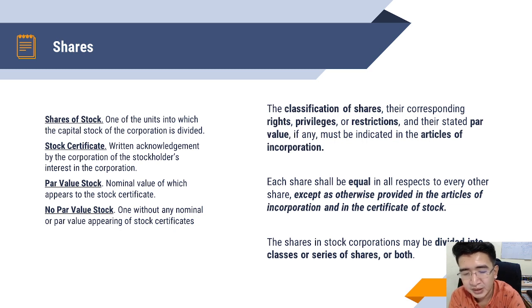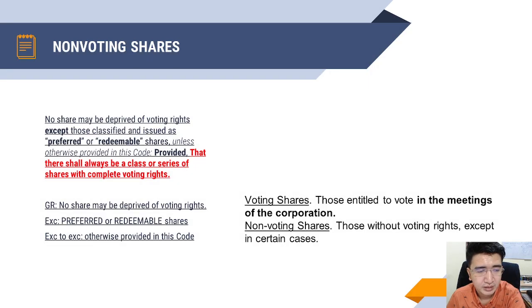Okay? The shares in a stock corporation may be divided into classes or series of shares or both. Diba? Pwede kasing common or ordinary share A, common or ordinary share B, diba? Preferred stock A, preferred stock B, diba? Cumulative preferred stock A. It can be different series of shares. And then non-voting shares.